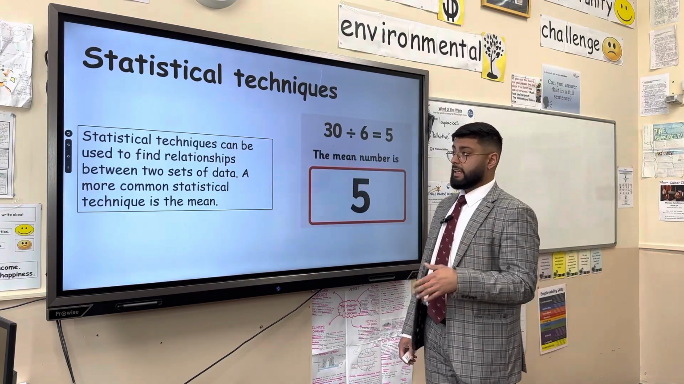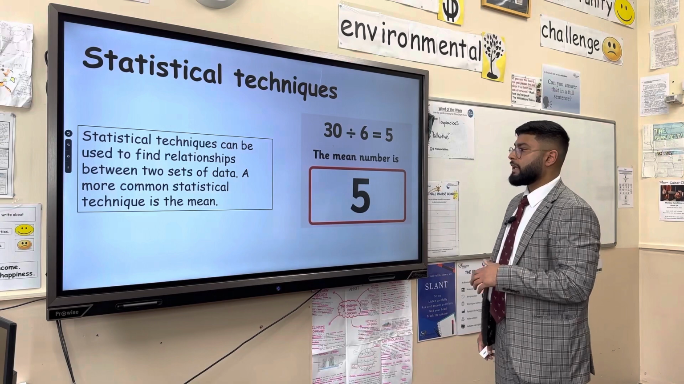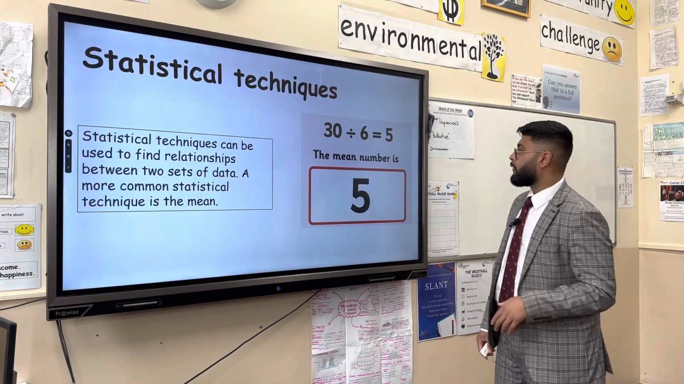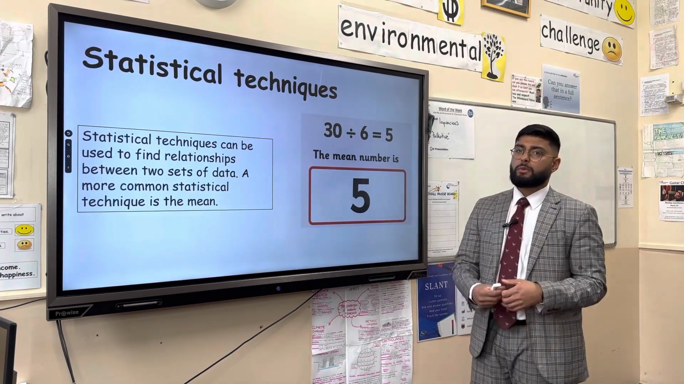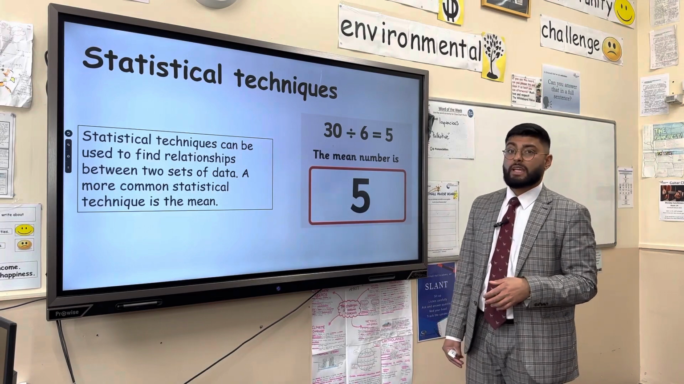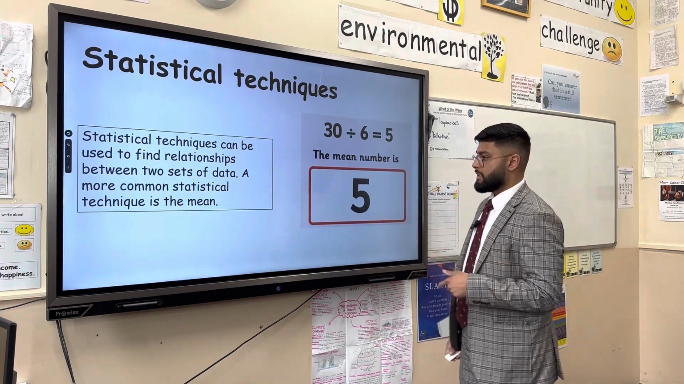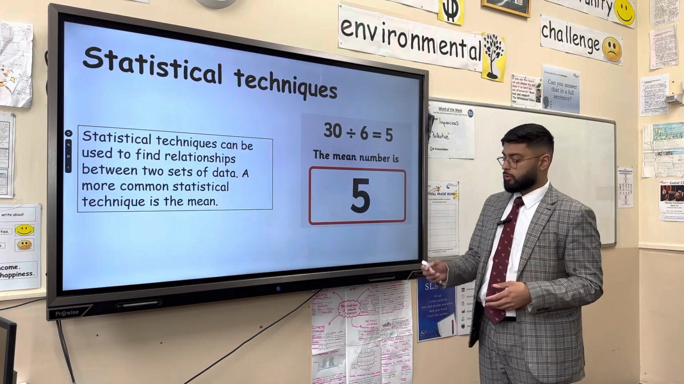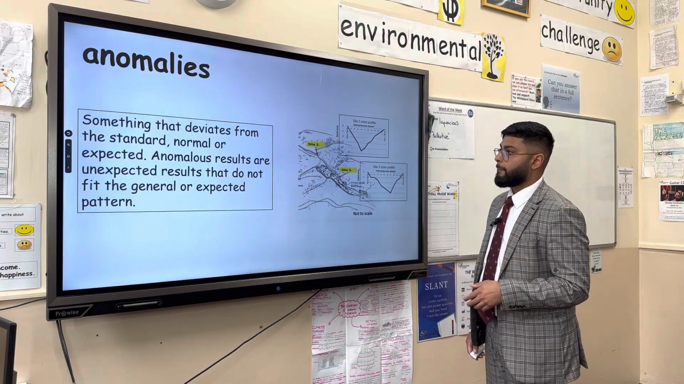Okay, statistical techniques. These are used to find relationships between two sets of data, for example, a mean. The ones that we usually use are measures of central tendency, so mean, mode, median. But we also use range and interquartile range in geography as well.